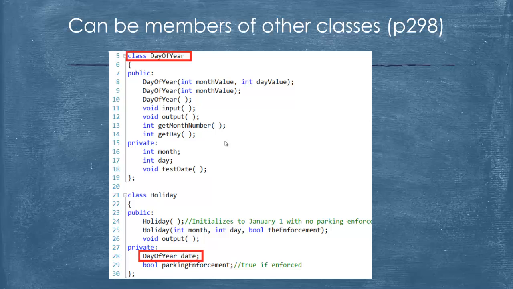So members of one class, or a constructor of one class, can be a member of another class. And you'll see this on page 298 of the 6th edition. So here I have a class, day of the year, and day of the year has some public and then some private variables. And then I have a second class called holiday, where day of the year, the other class, becomes a member of holiday. So constructors in one class can become members of another class.